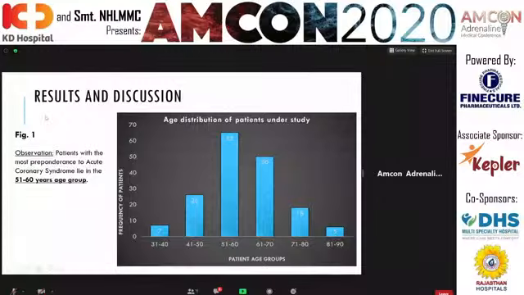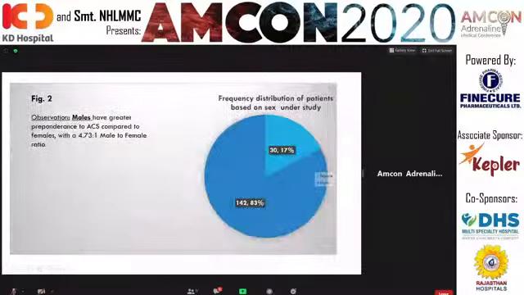Basically, out of the 172 patients, we see that the highest number of patients fall in the 51 to 60 year age group. That is 65 patients. A majority of them were male: 142 were male and 30 were female. So there was a ratio of 4.73:1.